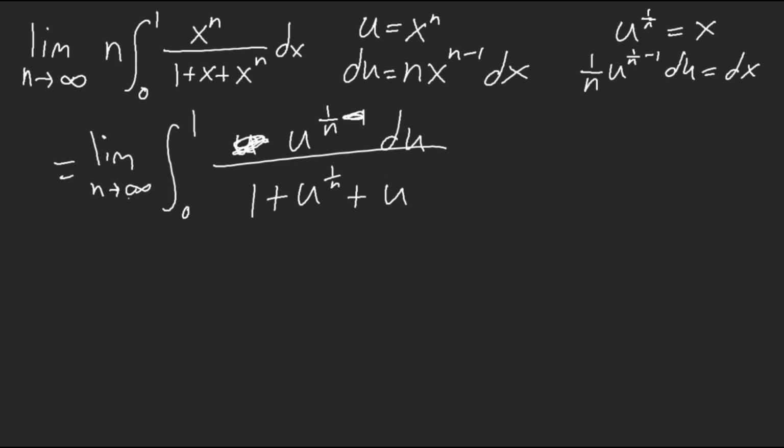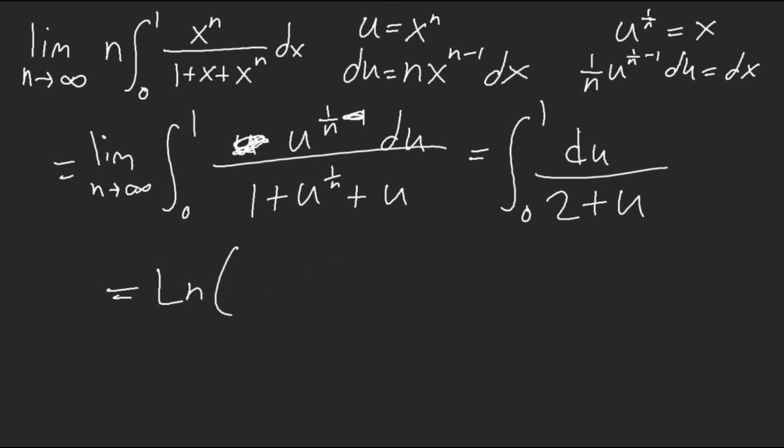Plug in infinity into n, and we get 0 here, 0 here. We are left with u to the power of 0 is 1, so we have du, and 1 plus u to the power of 1 over n, which is 0, so this is 2 plus u. So it seems like we have ln of 3 over 2. And I believe that is our answer.